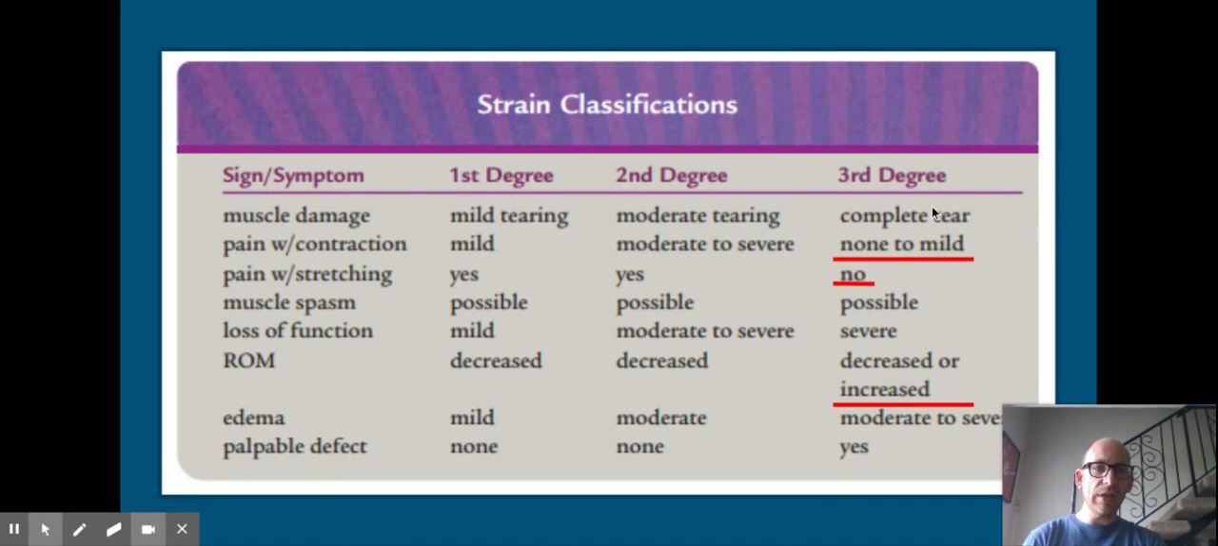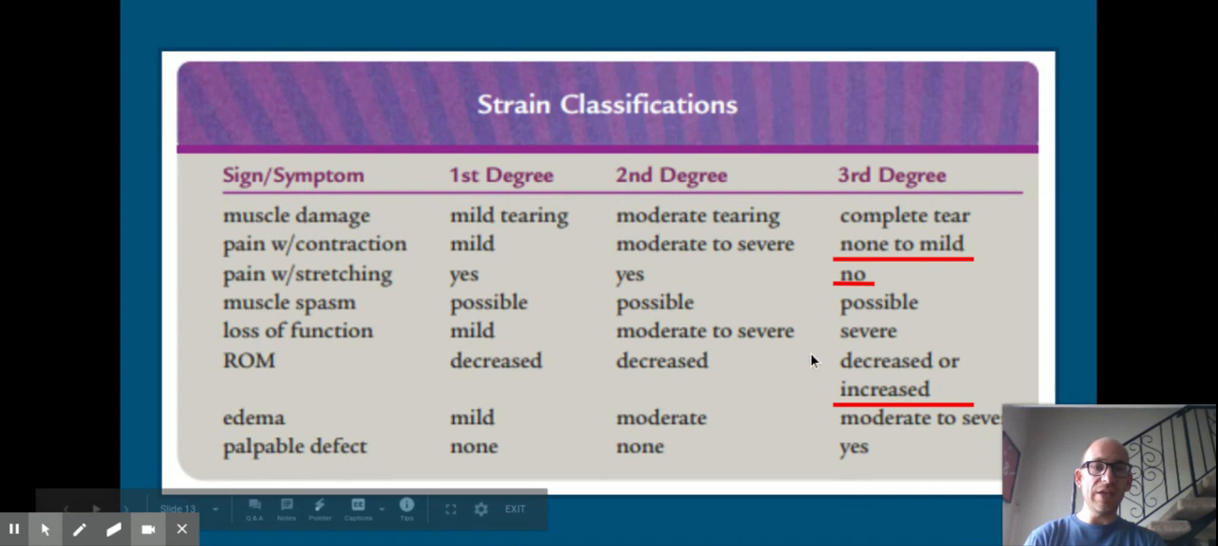With a third degree strain, there's going to be a complete tear through the muscle. So there is actually no pain during contraction. If you tear your bicep partially, when you contract the bicep, it hurts. But if you completely tear it in a third degree, when you contract it, it's not pulling on anything. So there's often no pain associated with a third degree. It's been so severe that it's torn through, and there's nothing to pull against. And again, same thing with stretching. No pain with stretching because it's not attached to anything, so it doesn't hurt to pull it.